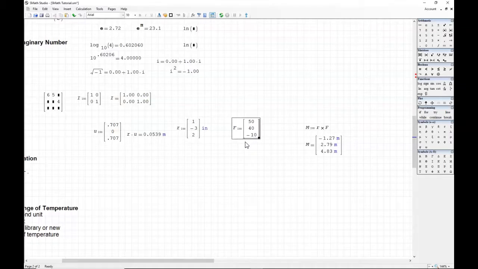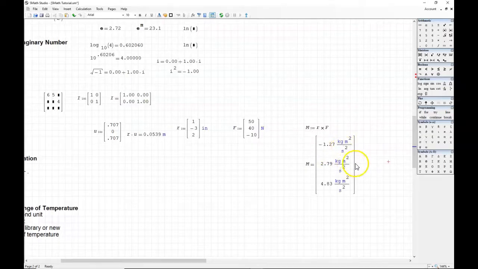We'll change our units, we'll combine them. So it gave some wonky units here, but let's go ahead and make it Newton meter. So I'm going to press single quote n times single quote, how about millimeters, mm.